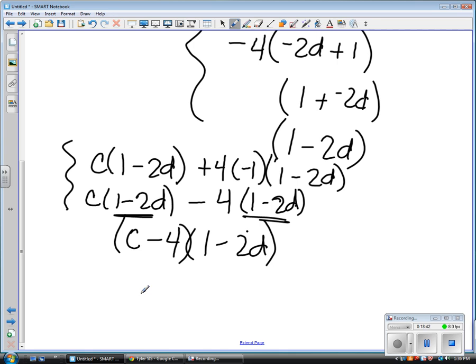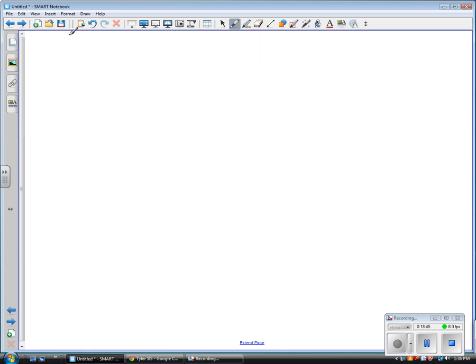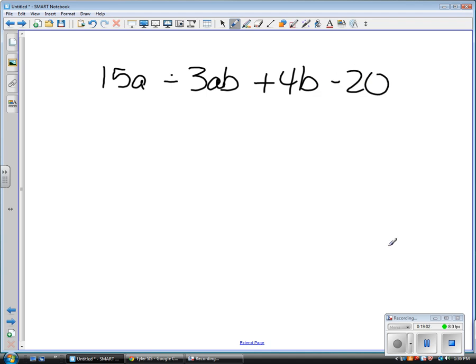Okay? Let's look at another one. Like I said, I think those are the hardest because you see that they're supposed to be alike, but you can't figure out what you've done wrong. Alright? Let's say I have 15A minus 3AB plus 4B minus 20. Try that. You guys try that one really quickly.